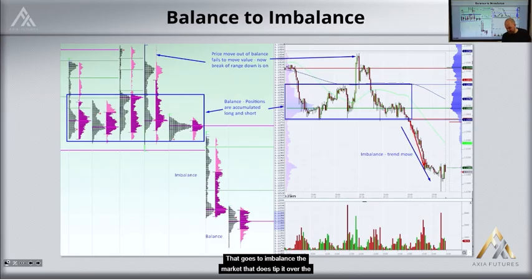That does tip it over the edge and maintains the directional movement. This drags value lower, and the next day after that, we start to balance. You start to find acceptance down at these prices. Remember, markets will move from balance to imbalance and back. Once the market's imbalanced, it now needs to find responsive trade to balance the action out.